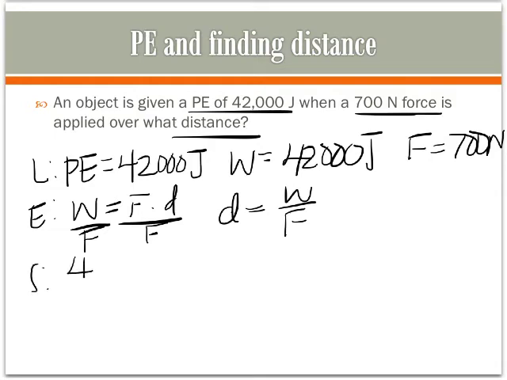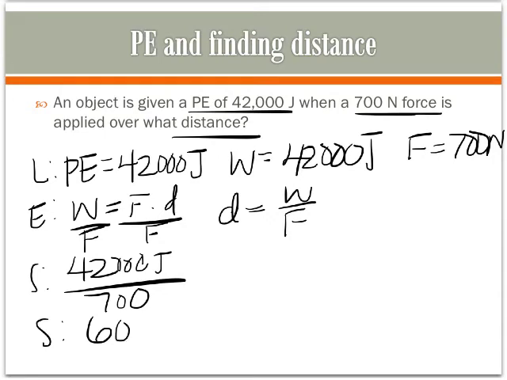So we're going to plug in 42,000 joules divided by 700, which is going to end up giving you 60. And then since we're solving for a distance, your units are meters. Okay?